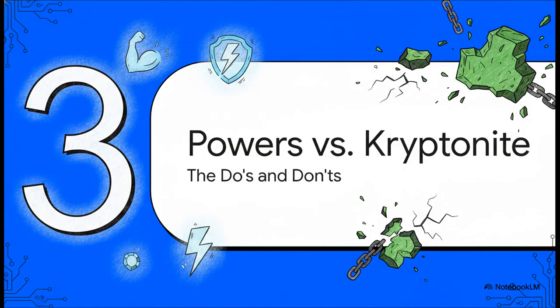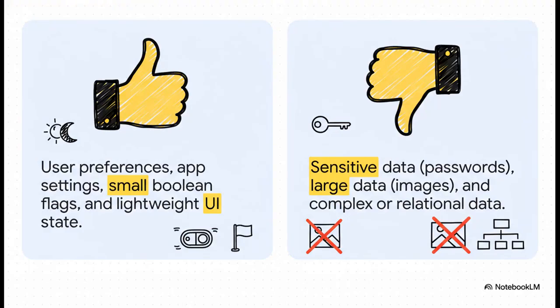And that brings us to the real heart of it all. To use UserDefaults correctly, you've got to know its strengths and weaknesses. So let's think of it as a superhero. What are its powers, and what's its kryptonite? Okay, on the left, you've got its superpowers. It is perfect for things like user preferences, dark mode, font size, you name it. Simple app settings like whether notifications are on or off. Little Boolean flags, like has the user seen the onboarding tutorial yet? It's great for that stuff.